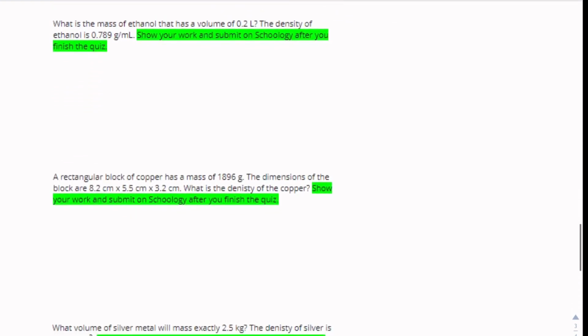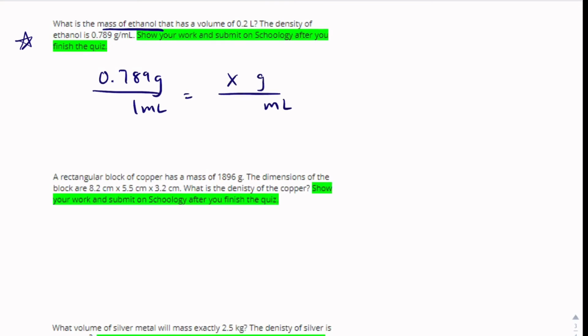Okay, let's pay attention to this one because a lot of people did just fine, but one hiccup again. We want to know the mass of ethanol. So our density is 0.789 grams for every 1 milliliter. This is grams over milliliters, so we're going to solve for grams because it says what's the mass. We cannot plug in 0.2. That would be incorrect because that's in liters.